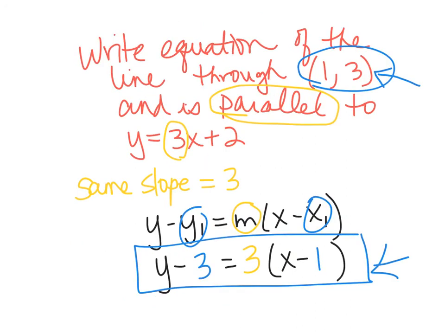Okay, so here's an example. Write an equation of the line through (1, 3) that is parallel to the line y equals 3x plus 2. So we notice we circled the point, and we circled that we needed it to be parallel. And so we have our 3 as our slope. First thing we have to do is find our slope. So they had the same slope, okay? Then we're going to write out the point-slope form and plug in our slope where it goes and the point where it goes. And we have our equation.